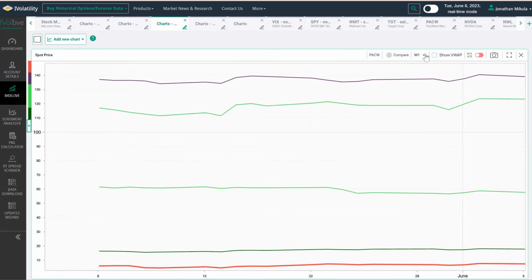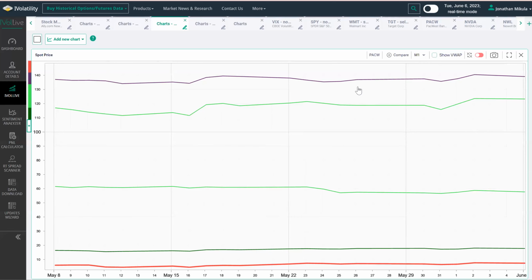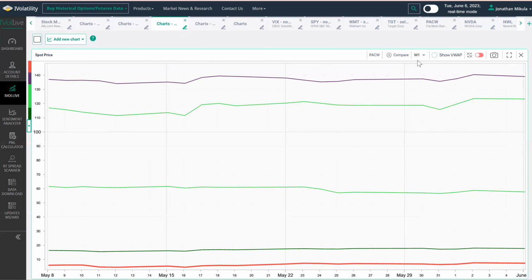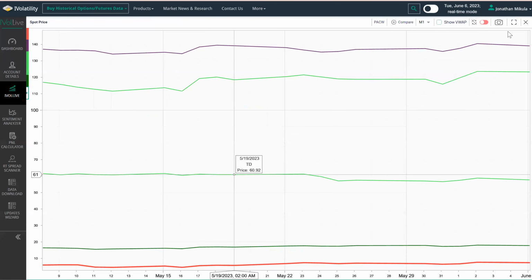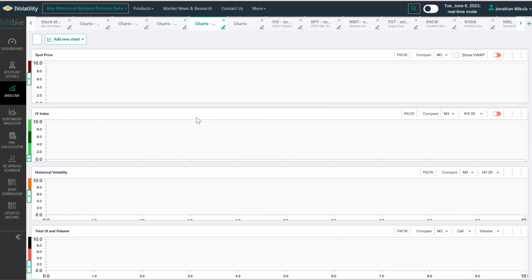When we were looking at these charts a few months ago, when Silicon Valley Bank went belly up, I mean, these lines were insane. And the implied volatility lines beneath the chart were also insane because there was just so much volatility in that sector. So that's another example of a chart.